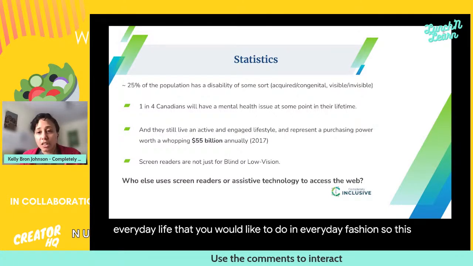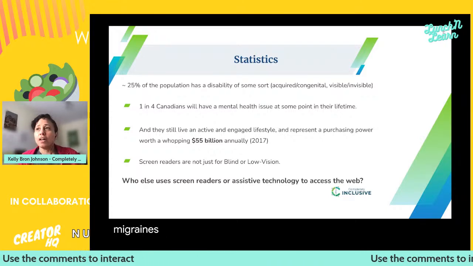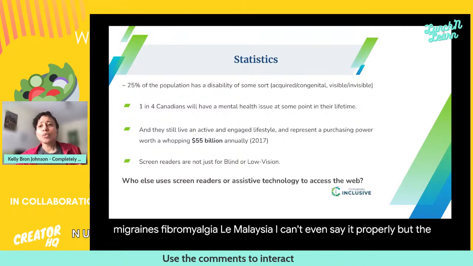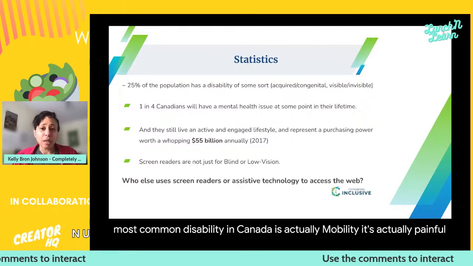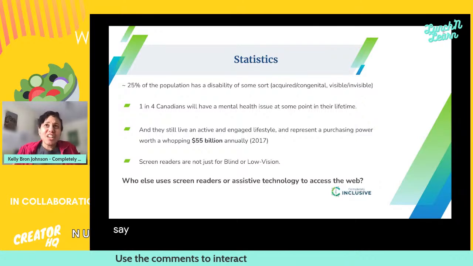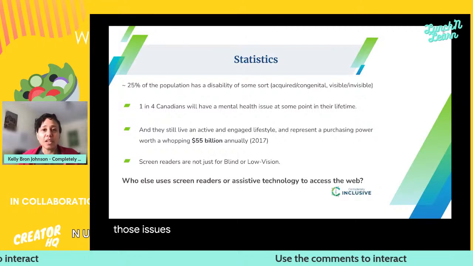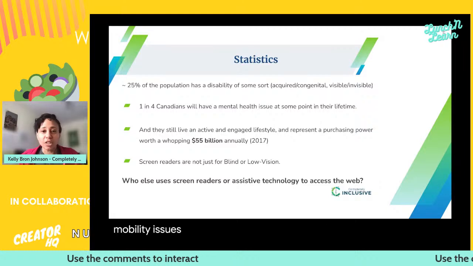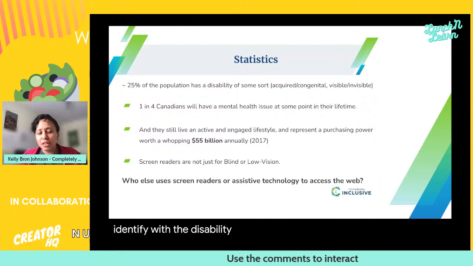So this includes things like chronic pain, people who suffer from chronic migraines, fibromyalgia, I can't even say it properly. But the most common disability in Canada is actually mobility. It's actually pain and mobility. So people who have, let's say, just lower back problems. And I say just, I don't really mean to minimize it, but we don't usually think of those issues as being a disability. A lot of people will have certain mobility issues like arthritis or some pain, and they don't necessarily identify with the disability community.